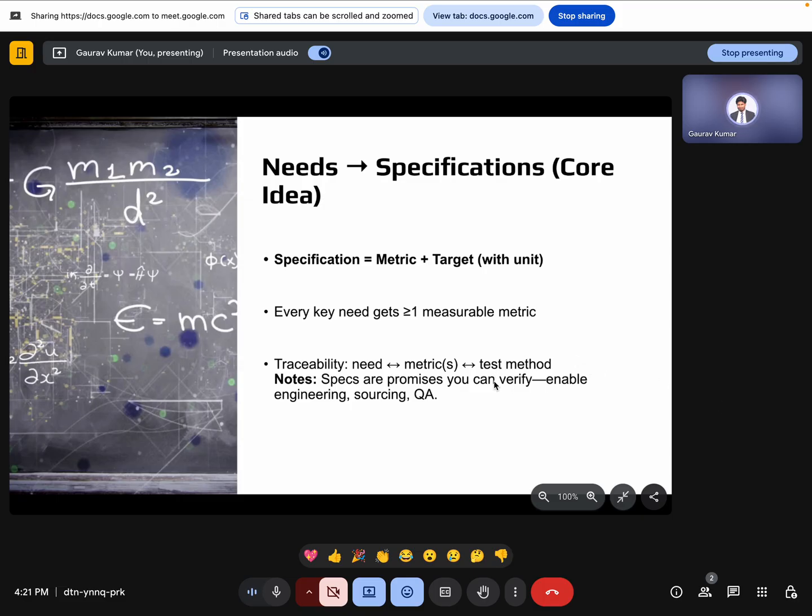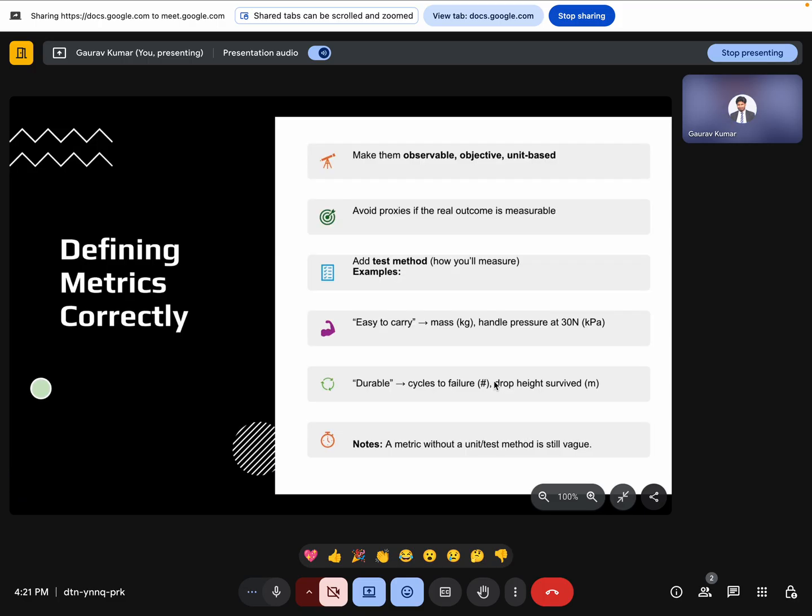Next one is defining metrics correctly. Good metrics are observable, objective, and unit based. They measure the actual outcome rather than proxies whenever possible, and they always include a method that describes how the measurement will be taken.